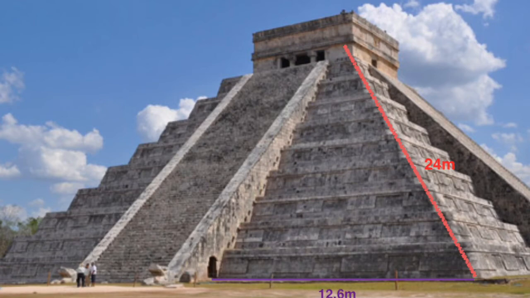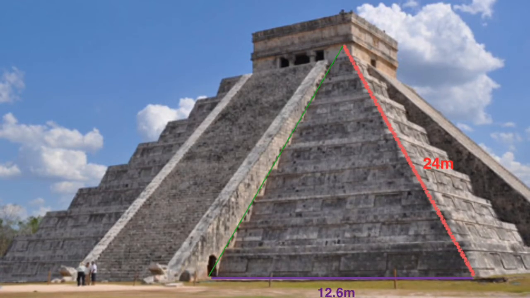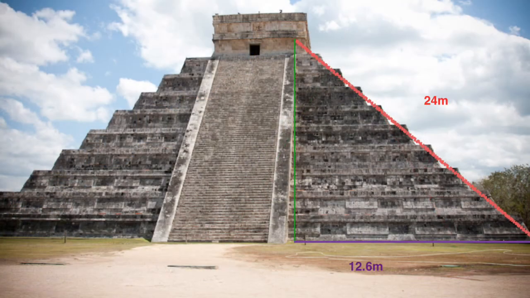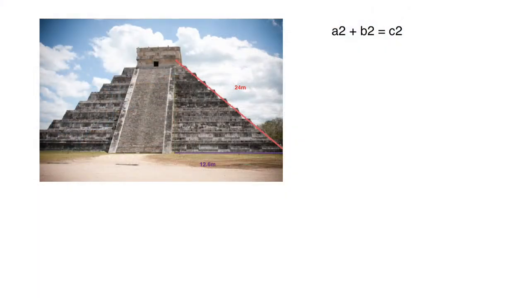So here we can see that the base of our triangle is approximately 12.6 meters long, and our hypotenuse is 24 meters long. In this case, we're trying to find the leg instead of the hypotenuse. So let's begin. But before we do that, our triangle does not look like a right triangle, does it? But that's all about perspective. If we turn ourselves or change the picture in this case, we can see that it is indeed a right triangle.